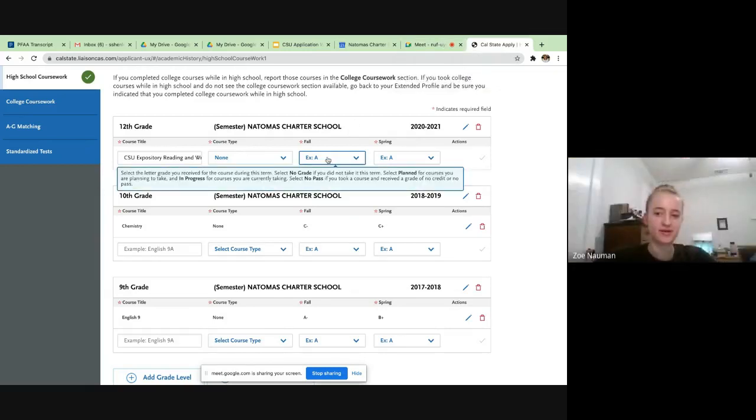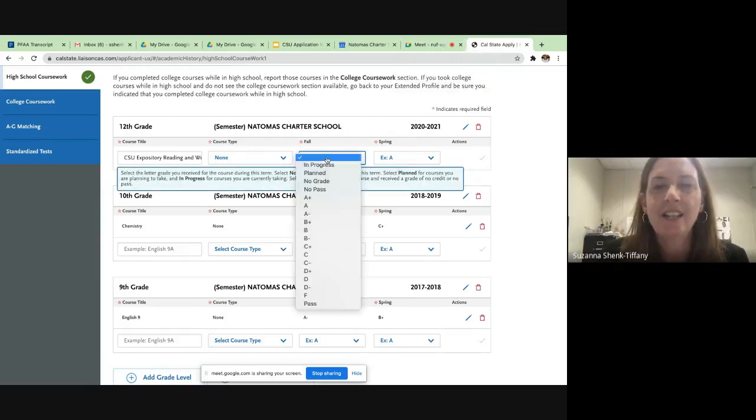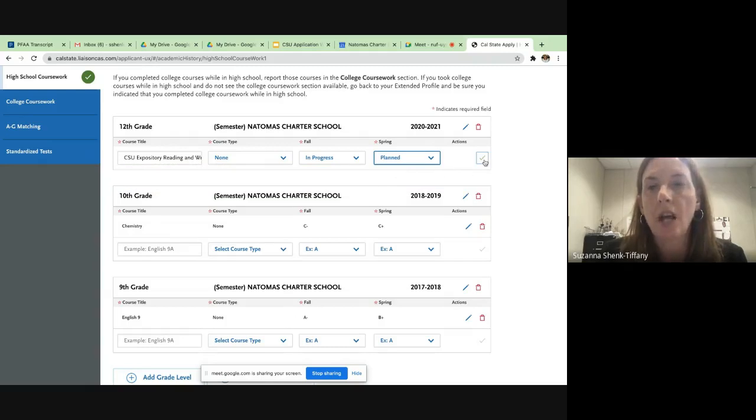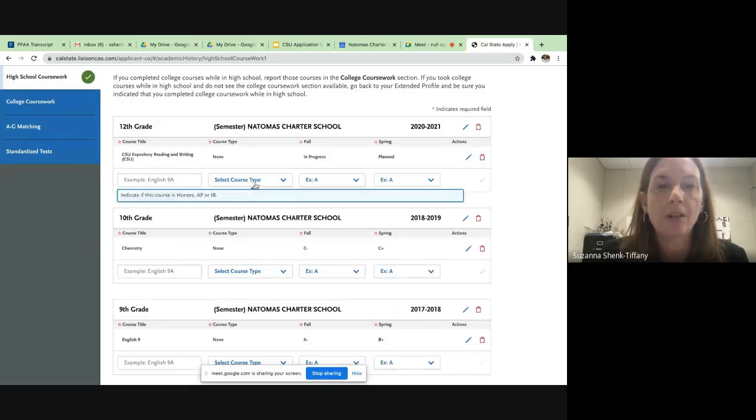Sierra says in progress. All right. Thank you, Sierra. So we're going to put in progress for fall, and then we're going to say planned for spring. Okay. And it's going to tell you to do that as well, which is nice. It never used to do that before.